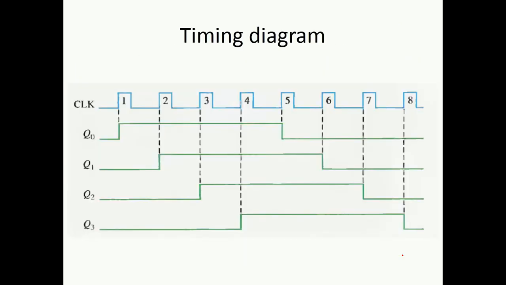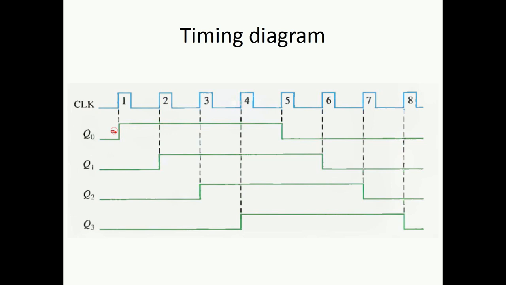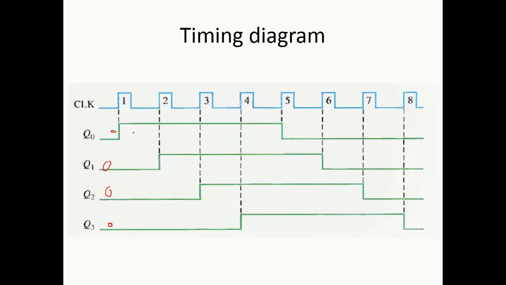So the last is the timing diagram. The timing diagram is nothing but made with the help of this truth table over here. When clock is 0, all the 4 outputs are 0, 0, 0 and 0. For the first clock cycle, Q0 is 1, remaining all the 3 outputs are 0, 0, 0. So this is 1, 0, 0, 0. Then we have 1, 1, 0, 0. Then we have 1, 1, 1, 0. Then we have 1, 1, 1, 1.